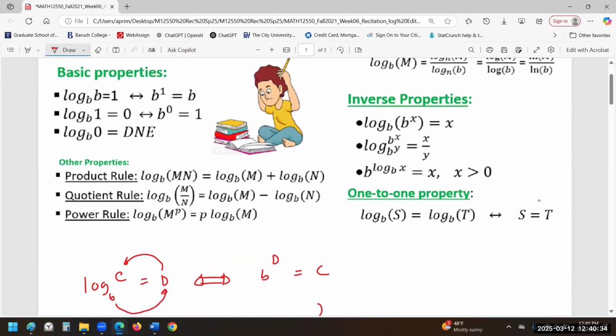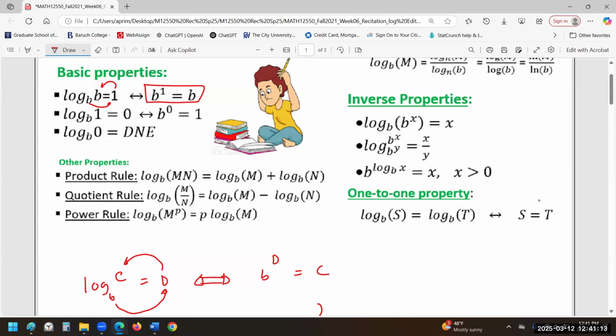Now, this is telling us that if you have the base and your argument the same number, this is the same as 1. So the log base b of b, they cancel out and turn into 1, which is the same as saying that b raised to the power 1 is b. So this is what we have here: the base raised to the power of whatever we have on the right side of the equal sign equals our argument, which is next to the log.